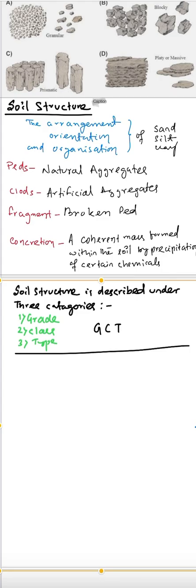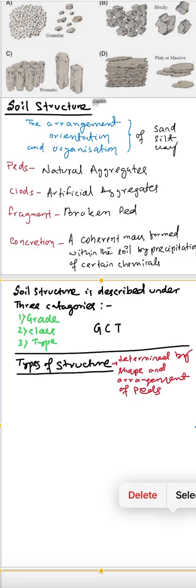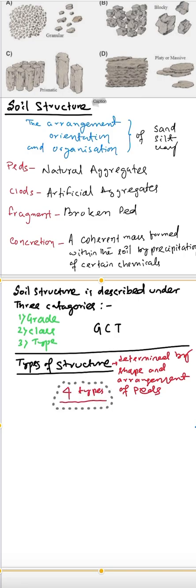So first let's come to the type of soil structure. As you know, the type is nothing but the shape of the ped. It is determined by the shape and arrangement of the peds. Next, coming to the types of structure, there are four types. In different regions or different locations, we find four types of soil structure. One may be platy or plate-like structure. Then we can find prism-like structure, or blocky-like structure, or spheroidal-like structure.